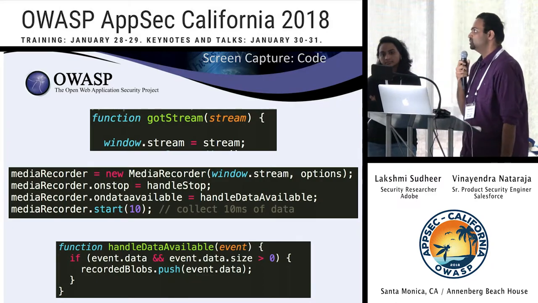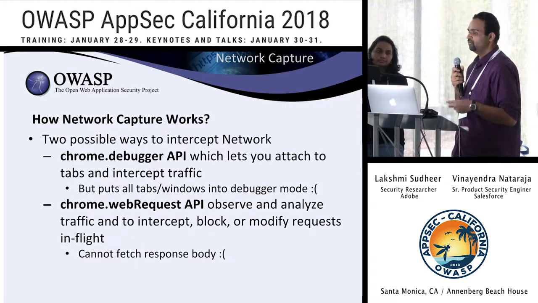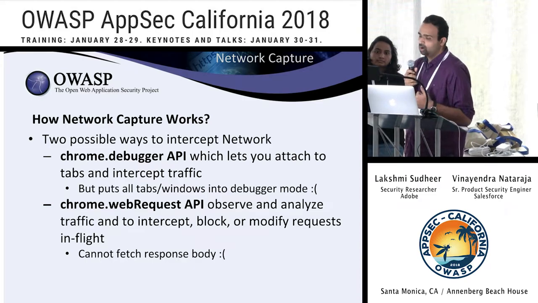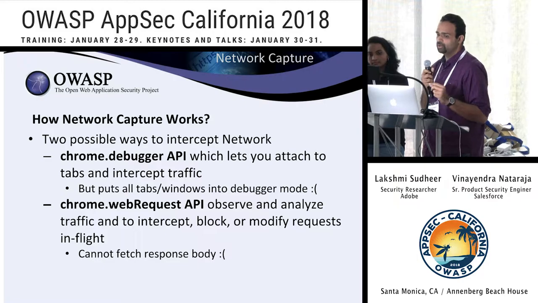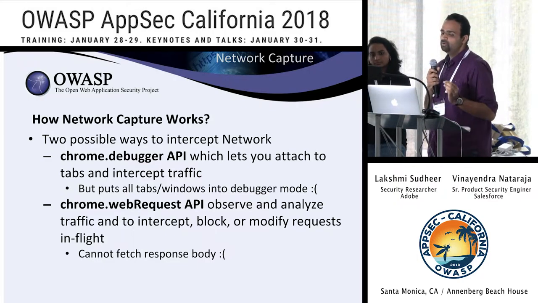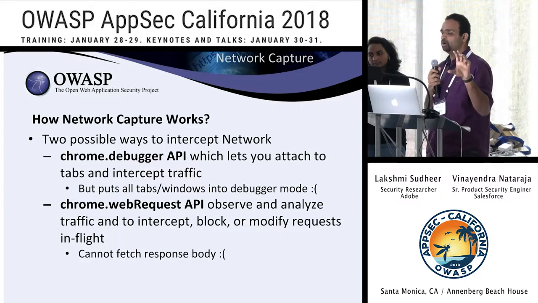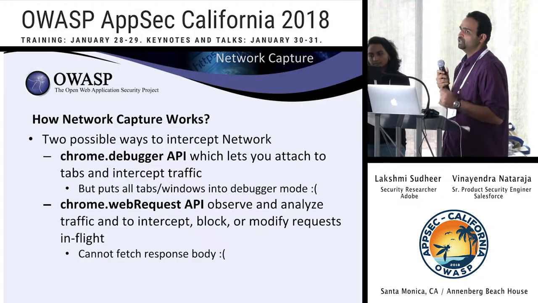Let's look at network capture. If you want to build an extension and you want to have network capture, you have two possible ways of doing this. You can use the chrome.debugger API or the chrome.webRequest API. The chrome.debugger API is really good because you can attach a debugger and intercept traffic. The only problem with the debugger API is that it puts all the tabs in debugger mode. That means you're going to see a big bar at the top saying it's in debugger mode, which is not exactly good because you're capturing the screen as well.